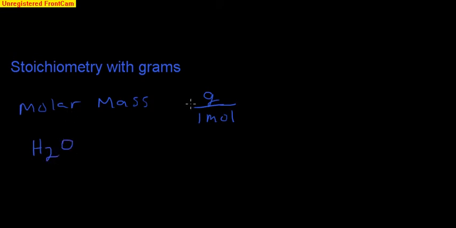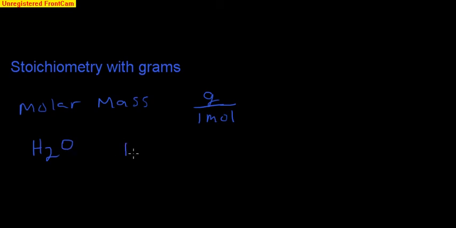A quick review. The molar mass of something has units of grams per 1 mole. Basically we're asking, if I had 1 mole of a substance, how much would it weigh? So let's say we had water, H2O, and I want to know the molar mass of water. I'm asking how many grams are in 1 mole of water molecules. So to do this, I know I have 2 hydrogens and 1 oxygen. There's no number here, but there's understood to be a 1.